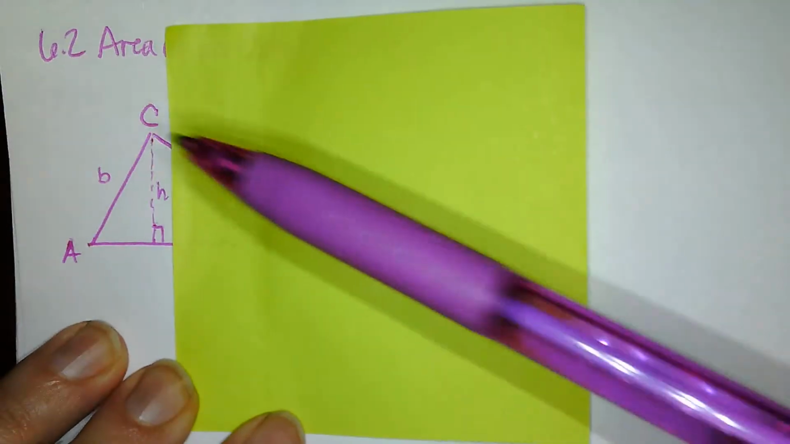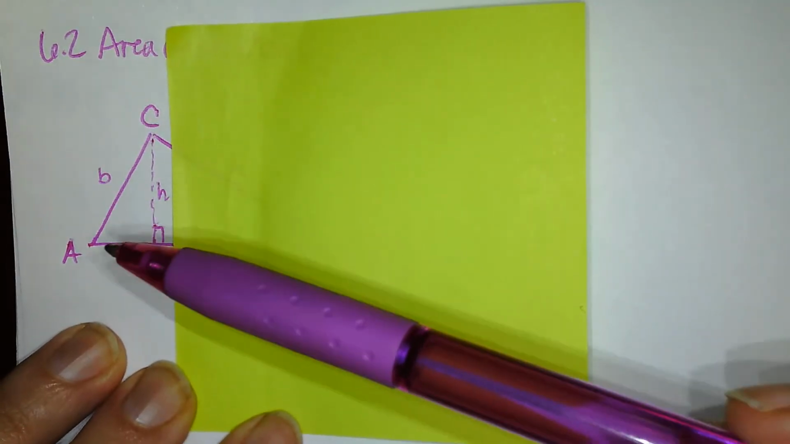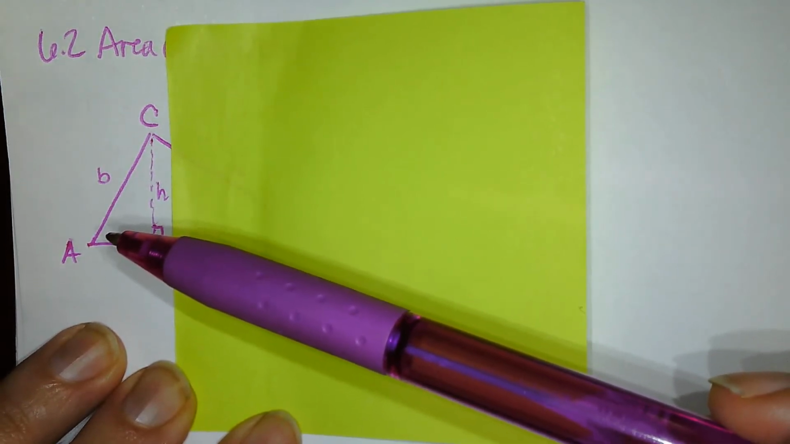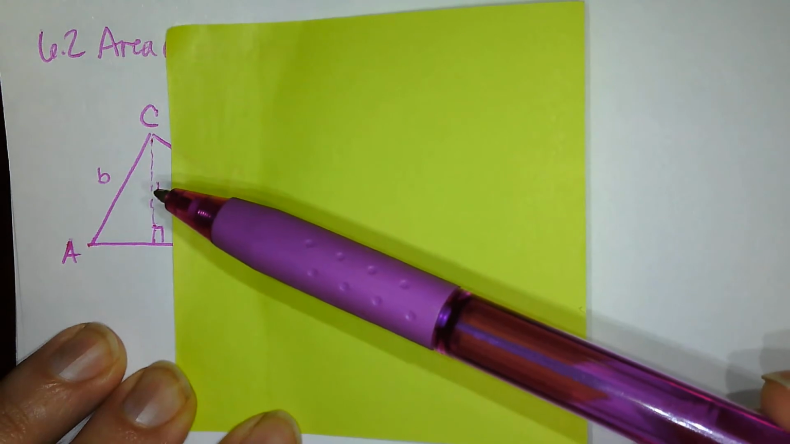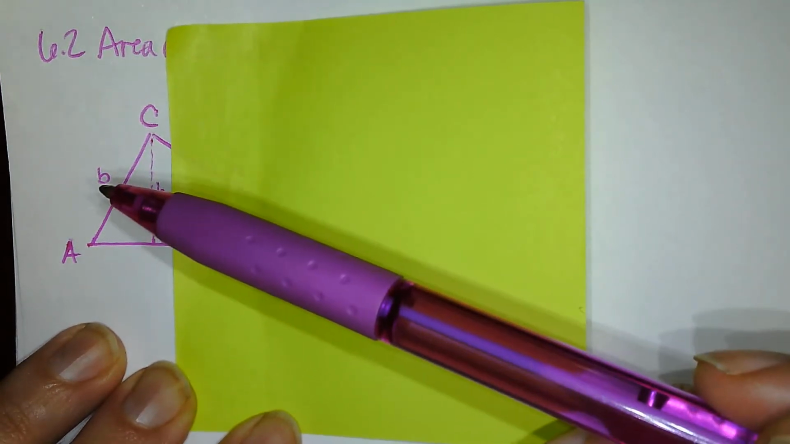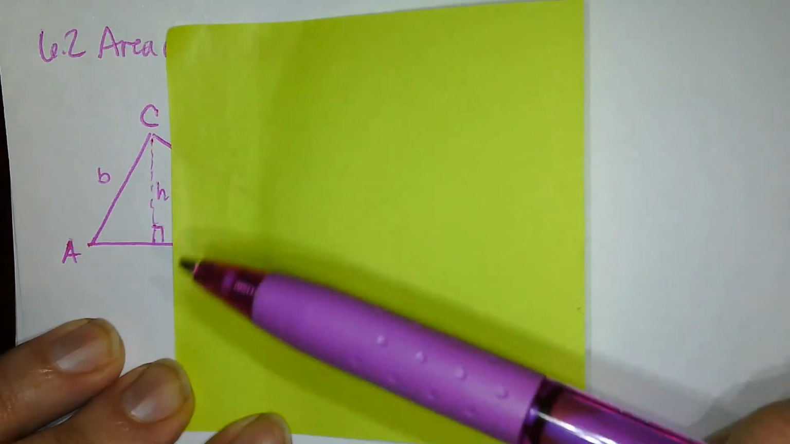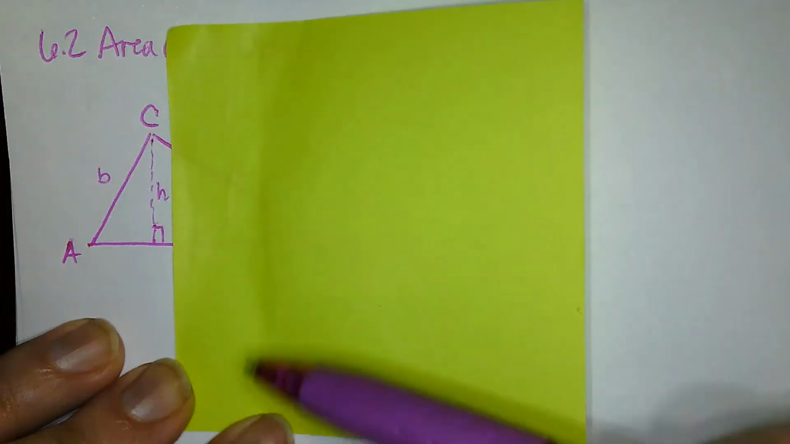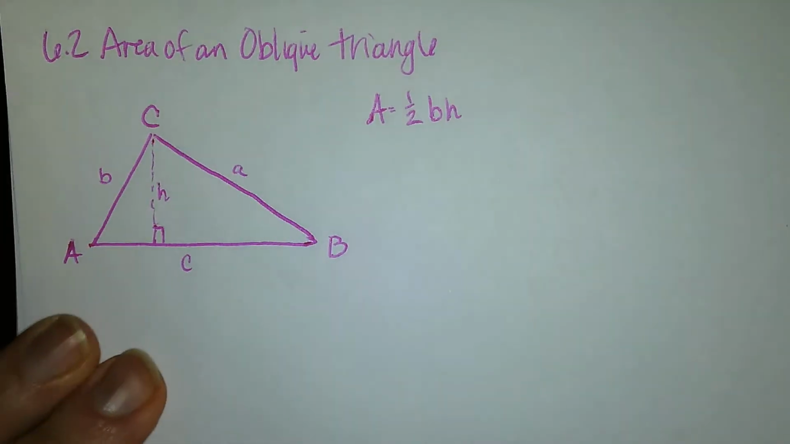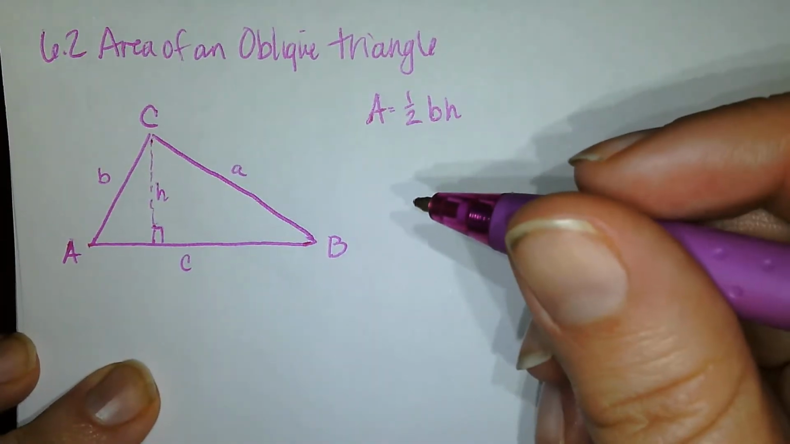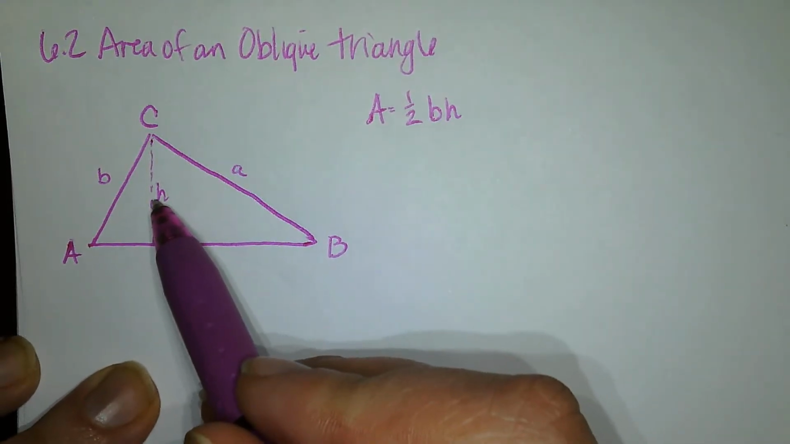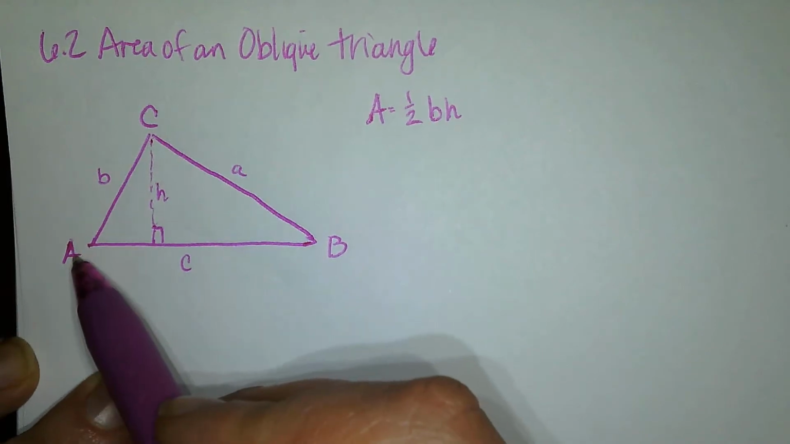So the length of this side, well, if we did this angle, sine is equal to opposite over hypotenuse, right? So h over b. So anyhow, you would have to do a little bit of solving, but we would figure out that h is actually equal to b times sine of A.